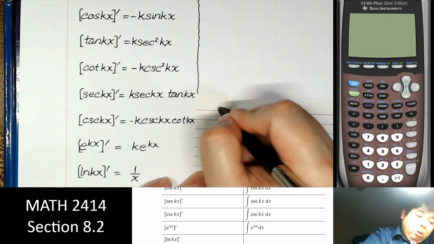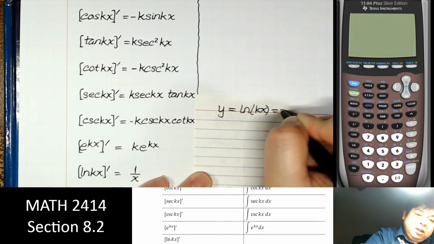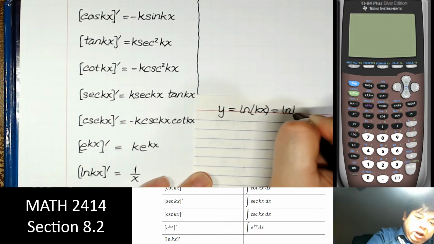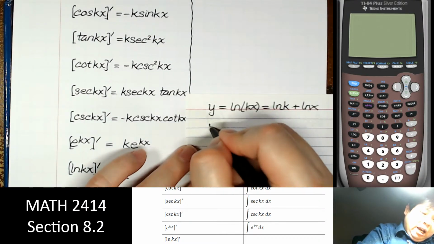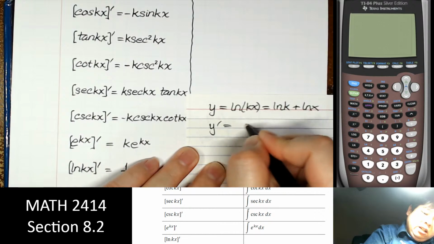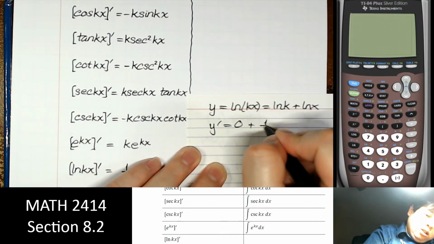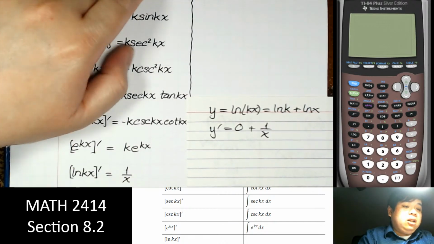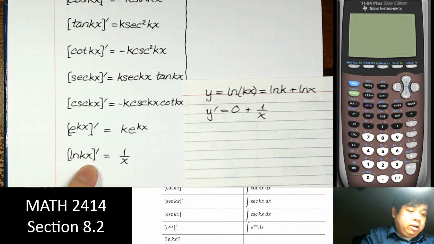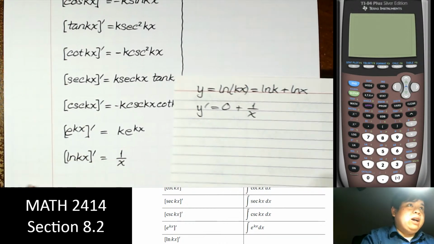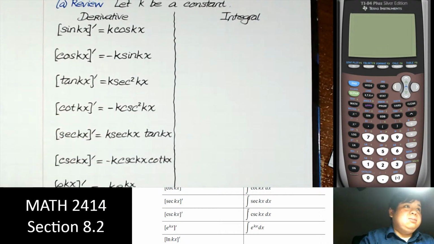Either that, or we can write y equal to ln of kx, split equal to ln of k plus ln of x. And when we take the derivative of ln of k, that constant will be 0. Derivative of ln of x is 1 over x. So it doesn't matter what the constant k is, the derivative of ln kx is going to be just 1 over x. So everything else we multiply by the k in front of it.